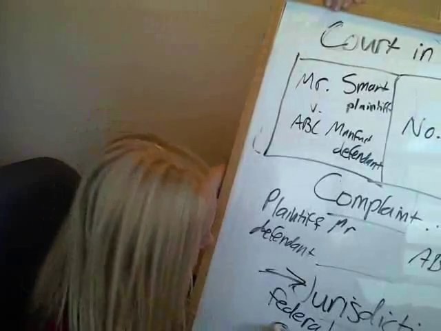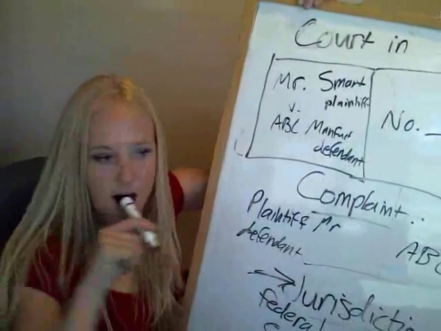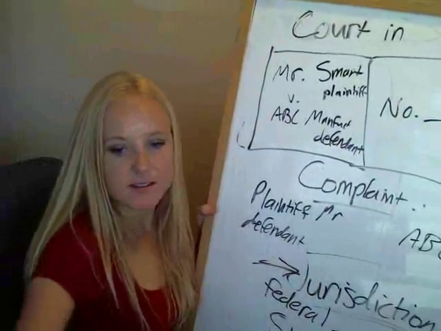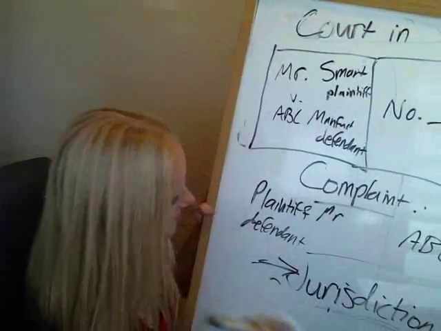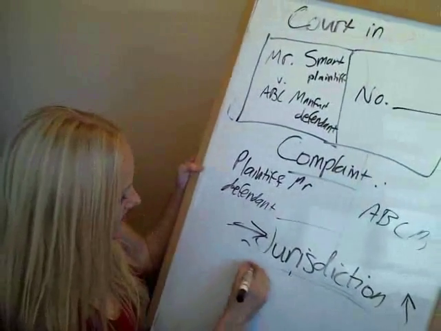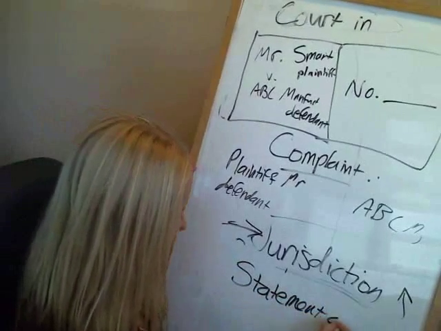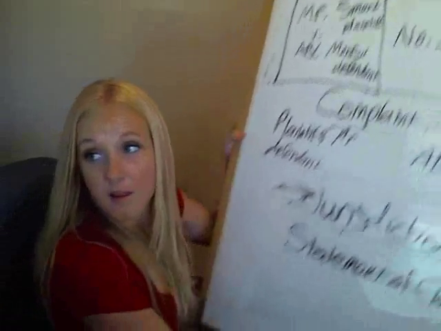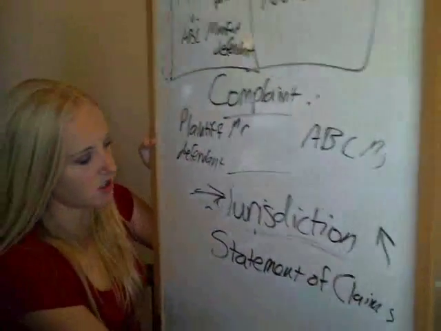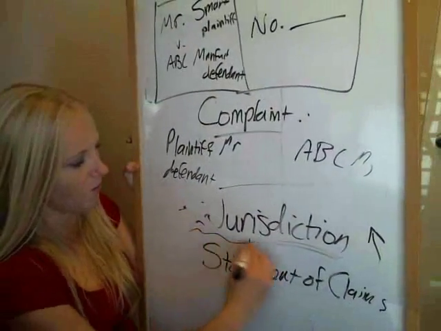Following that, you're going to have a statement of your claims. I'm going to erase some of this so that you can see it better. So your jurisdiction is after this, and then you're going to write about the jurisdiction, and then you're going to have a statement of claims, and this will have a bunch of stuff below it.